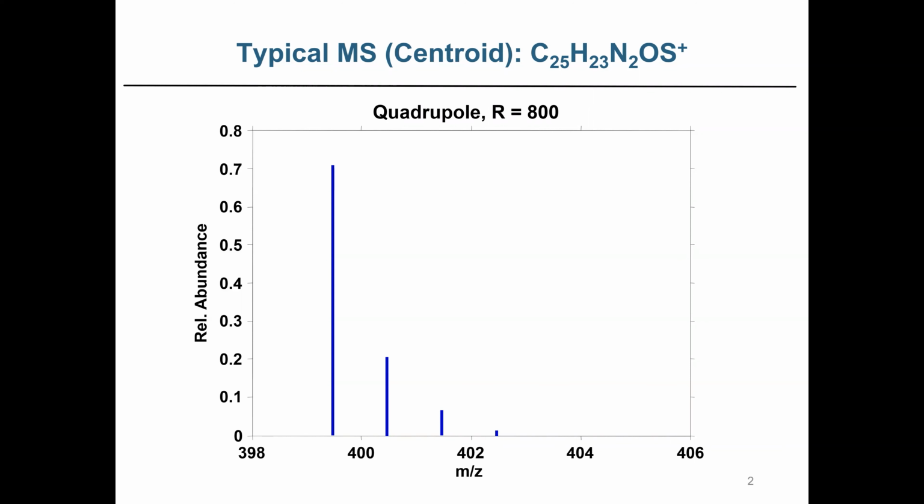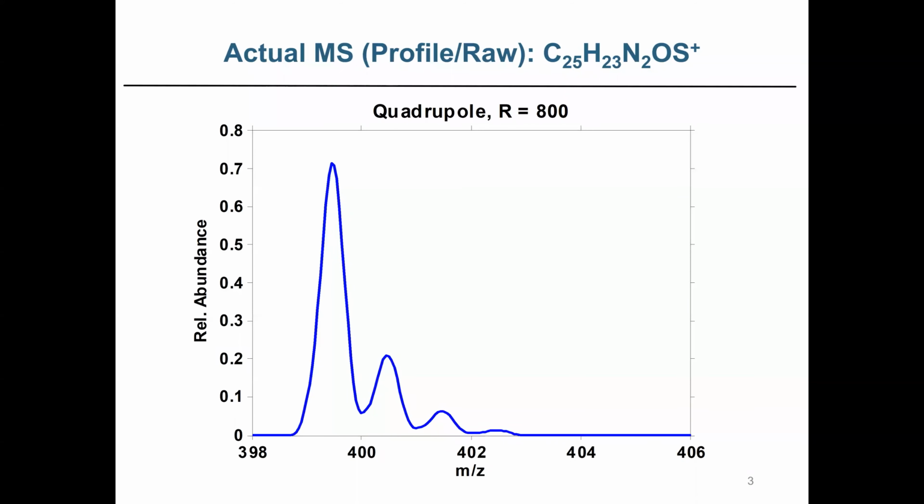You'll see a pattern of sticks, known as centroided data, and this is probably what you're used to working with on a day-to-day basis. However, in reality, what the instrument actually does before it presents the data to you is a full profile mode scan. This is a continuous acquisition over the mass spec. You can see now that the centroid peaks are actually broader bands, and the width of those bands is really an indication of the resolving power of the mass spectrometer.